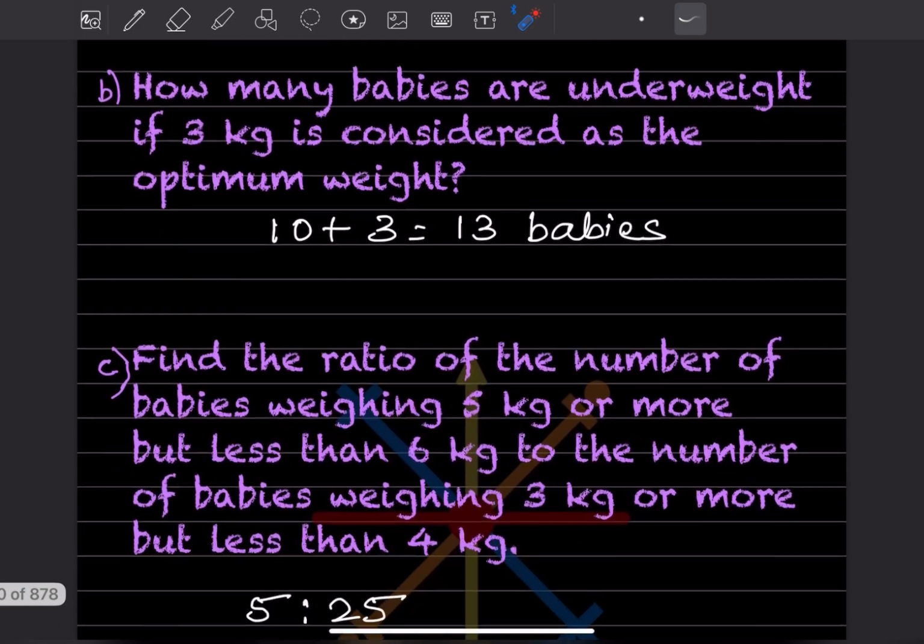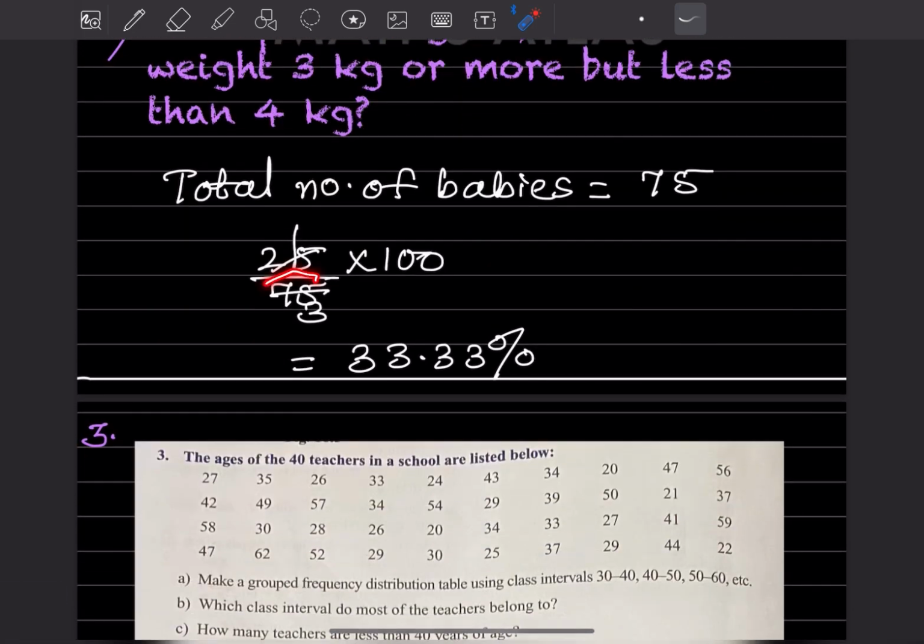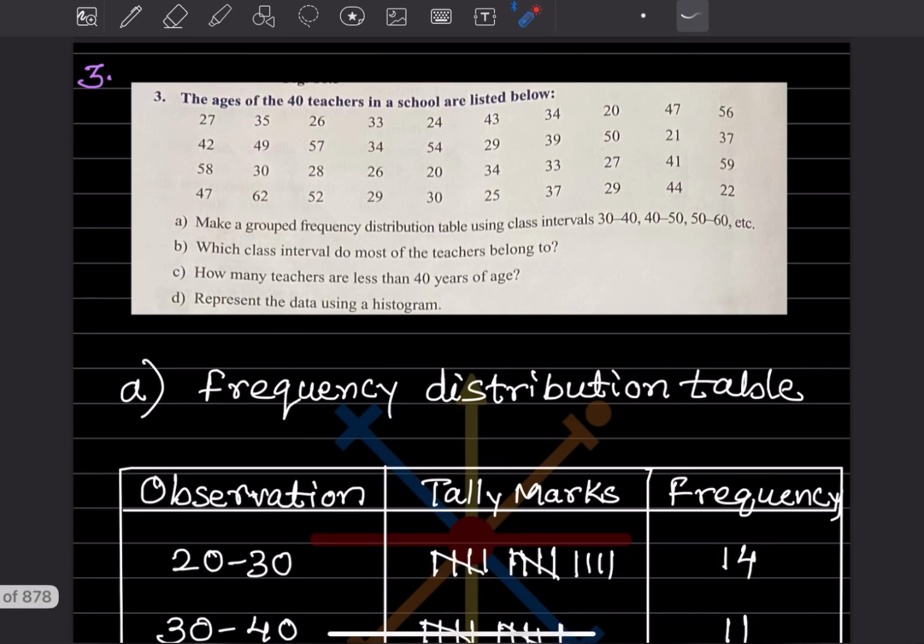So what will you do? 25 divided by the total number, 75. So 25 divided by 75, and because it is percentage, we multiply by 100. So 25 ones are, 25 threes are. So now here will be 100 divided by 3. So when you divide 100 by 3, you get 33.33%. That is approximate.